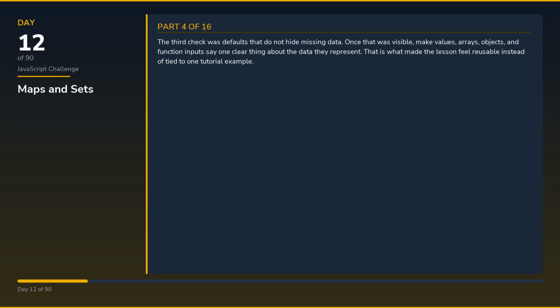Once that was visible, make values, arrays, objects, and function inputs say one clear thing about the data they represent. That is what made the lesson feel reusable instead of tied to one tutorial example. The implementation only started to feel solid once I used control flow and standard library choices to make valid transitions obvious. In JavaScript, that usually means the runtime, modules, and async boundaries all need to agree about who owns each decision.